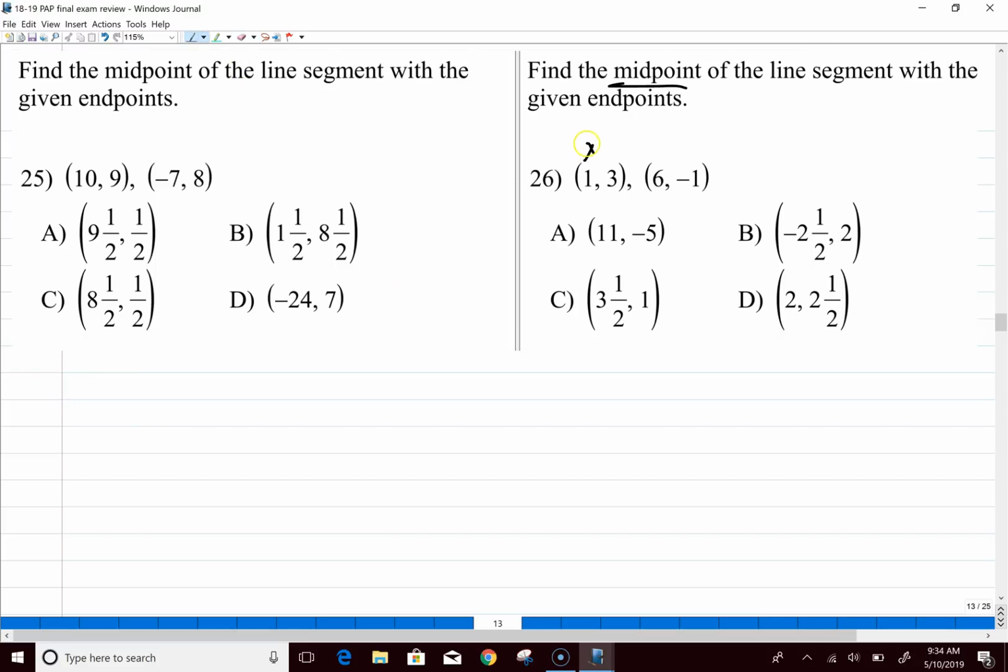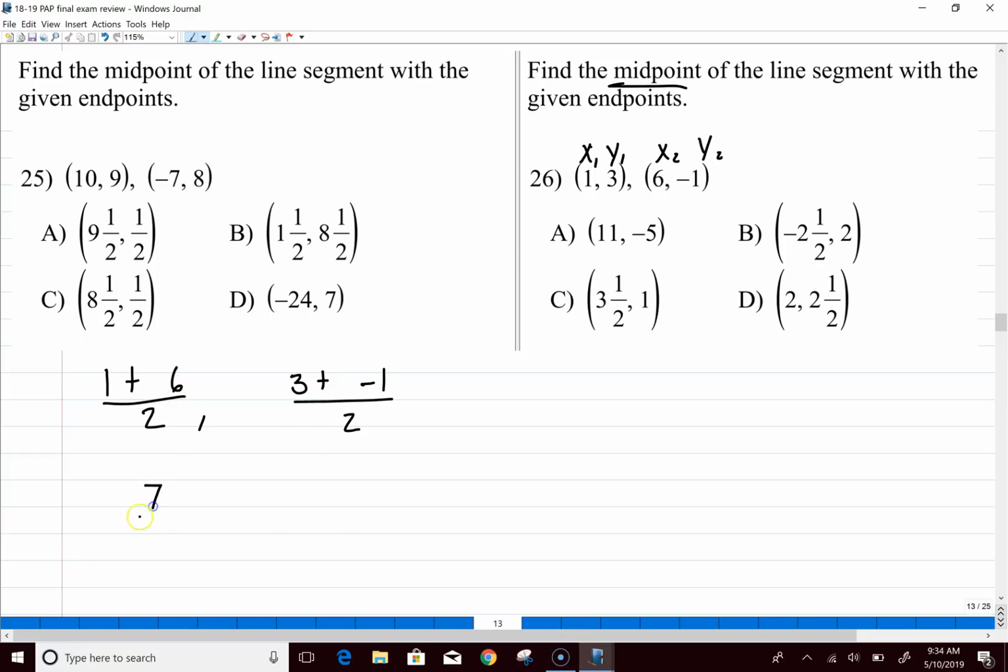So this is x. This is the y. This is the x. This is the y. This is the first point, so they have the 1s. This is the second point, they have the 2s. So x1 is 1 plus my x2, that's 6. Divide that by 2, comma, y1 is 3, plus my y2 is -1, divide that by 2.